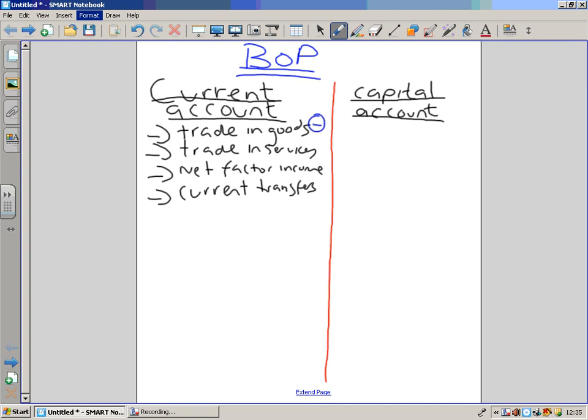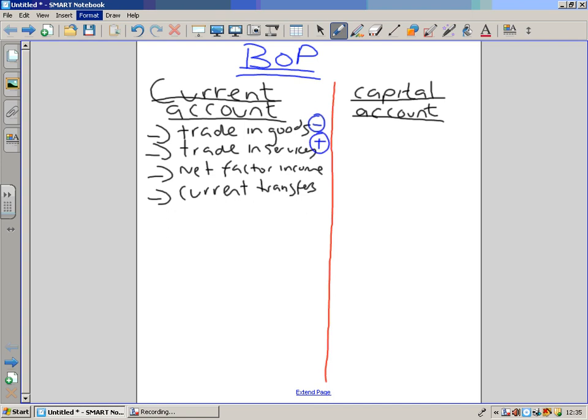Services. So we're looking here at things like financial services, tourism. So we're looking at non-tangible things that you can't hold in your hand. We're looking here at our import of services against our export of services. In this part of the current account, the UK has got a surplus.